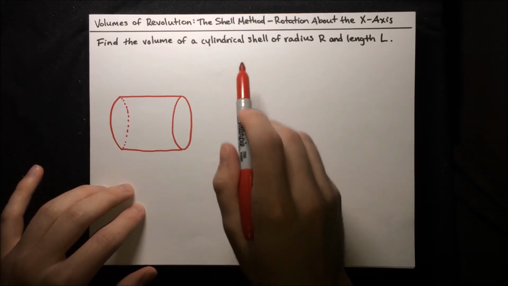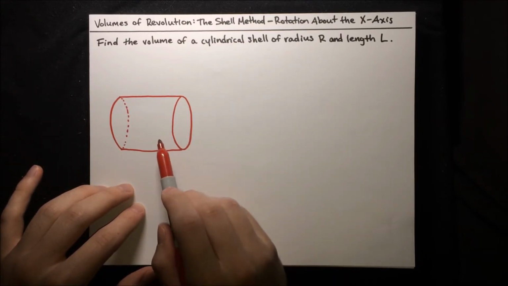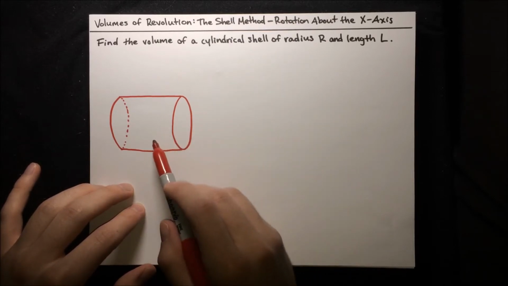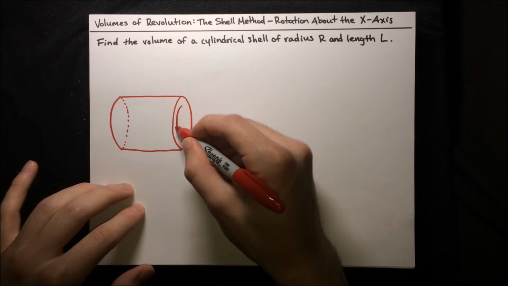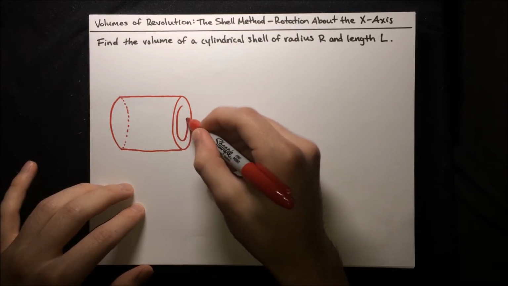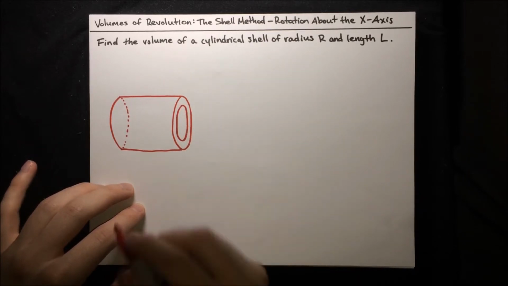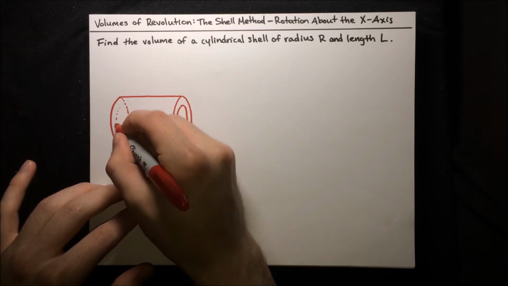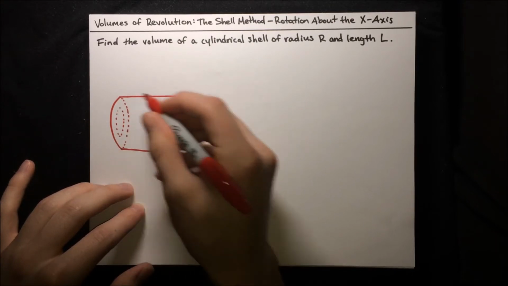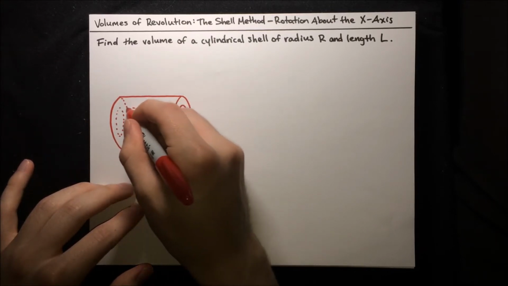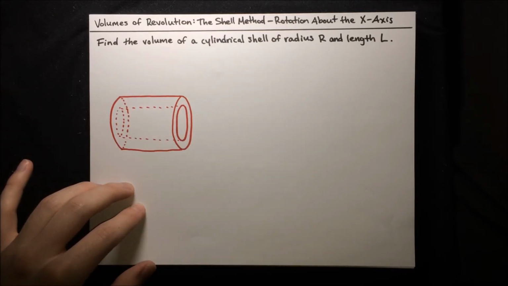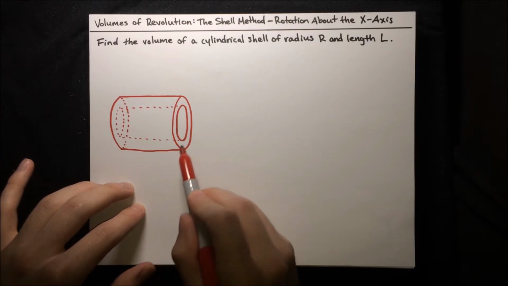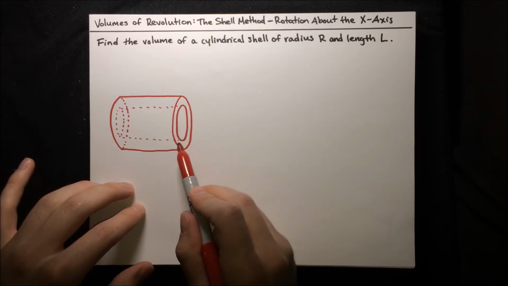But we're talking about a shell, not just a cylinder. A shell surrounds some kind of volume, so we have to carve out a bit on the inside. So let's make another cylinder on the inside here and draw it so it looks like it's running through the cylinder. So the idea here is that the cylindrical shell is really like a PVC pipe.